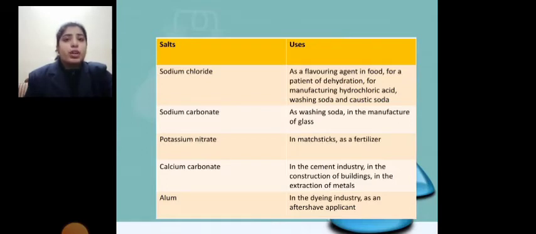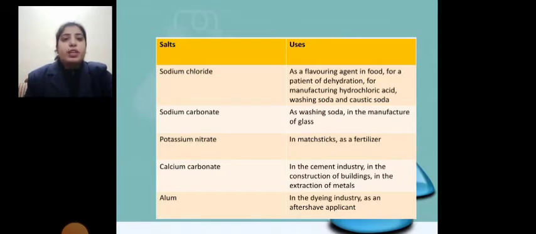The first one is sodium chloride. Sodium chloride is used as a flavoring agent in food, and it is also used for a patient of dehydration. Sodium chloride is used in the manufacturing of hydrochloric acid, washing soda and caustic soda. Now the next one is sodium carbonate. Sodium carbonate is used as washing soda, and it is also used in the manufacturing of glass.